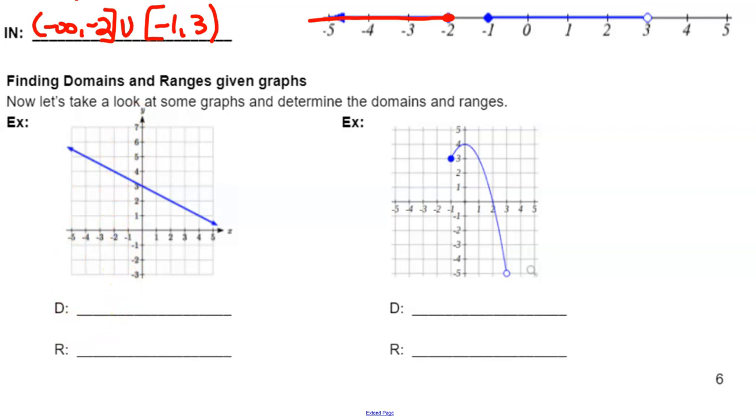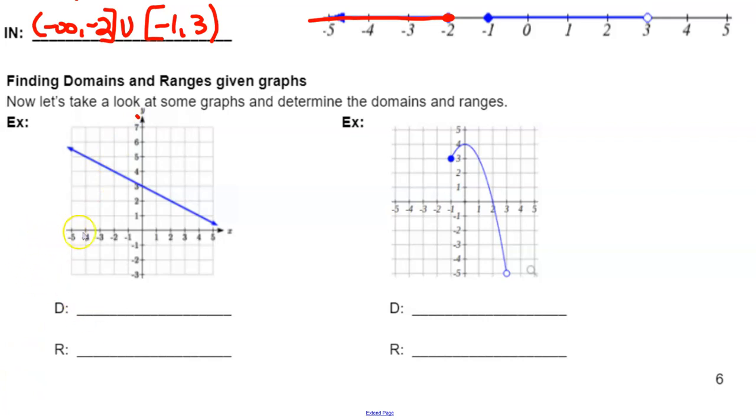Now, when you're looking at domain and range, for the domain, I want you to read it like a book. I want you to go left to right, and you're looking at what x values have y values on them. Our domain is always in terms of x. When you're looking for range, I want you to go from bottom to top. So we have a line.